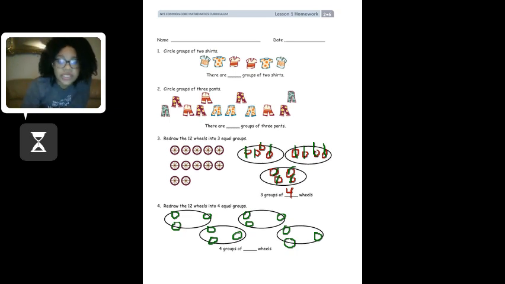So if we look at our question, it says 4 groups of blank wheels. If I have 4 three-wheelers, 4 equal groups, what makes them equal? The 3 wheels on each group, or on each three-wheeler. So I'm going to put 4 groups of 3 wheels. Okay?